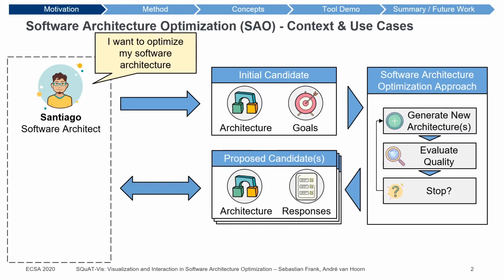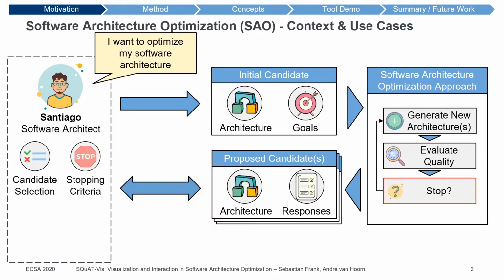Several tasks can or have to be performed by Santiago. First, if multiple proposals are made, he has to choose the best candidate. He could also participate in the optimization process and select candidates for the next iteration in order to steer the search. He also has to decide whether to continue the optimization or accept the proposed solution. If there is a solution, he still has to implement the solution, and therefore he has to figure out what changes have to be applied to the initial candidate.